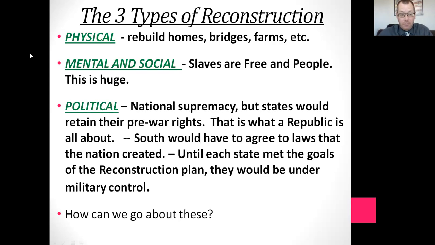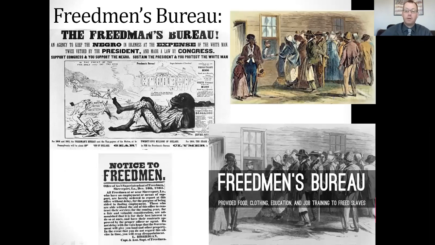Okay, so how can we go about these? The first thing created was the Freedmen's Bureau. The Freedmen's Bureau was a national federal organization to help the 4 million freed slaves. Remember, we just freed slaves, but didn't give them money, didn't give them land. Many of them did not have an education or an understanding of the language to the point of maybe getting certain positions or jobs. So what the federal government decided to do is put some funding into this Freedmen's Bureau.